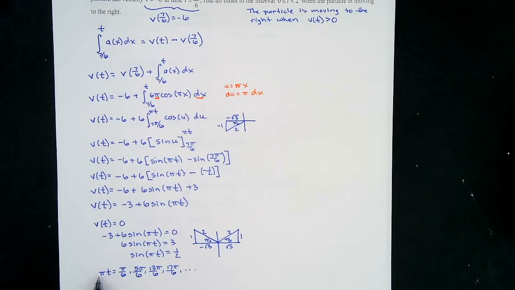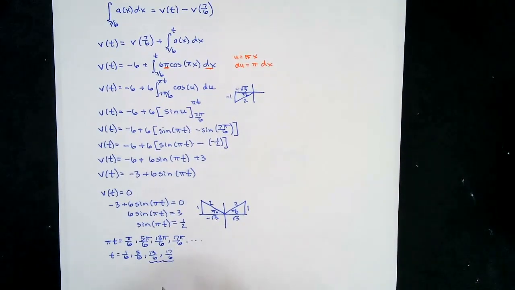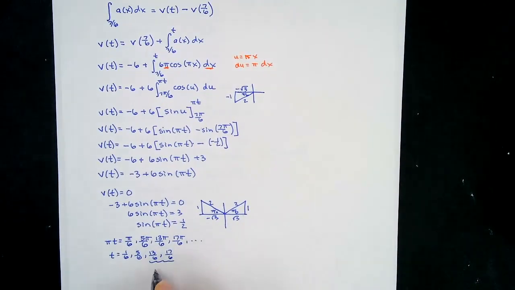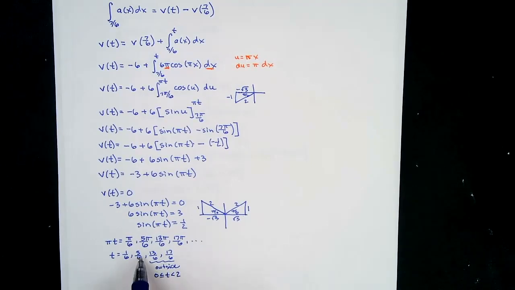But what I'm going to do is, to get t by itself, multiply both sides of this by 1 over pi. So that gives me t values of 1/6, 5/6, 13/6, and 17/6, right? But what do we know about t? It has to be less than 2. Well, 13/6 is bigger than 2. So these are outside 0 to 2, so we don't even have to consider them. So here's our 2 answers.